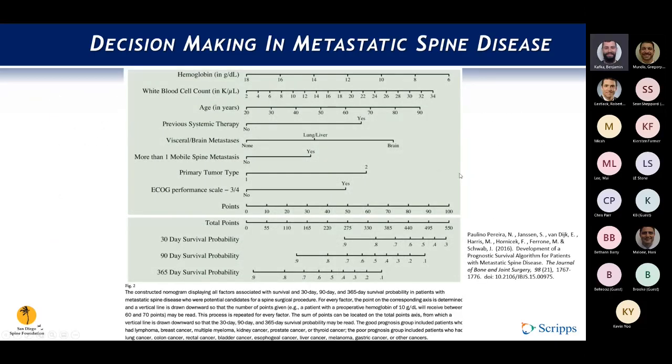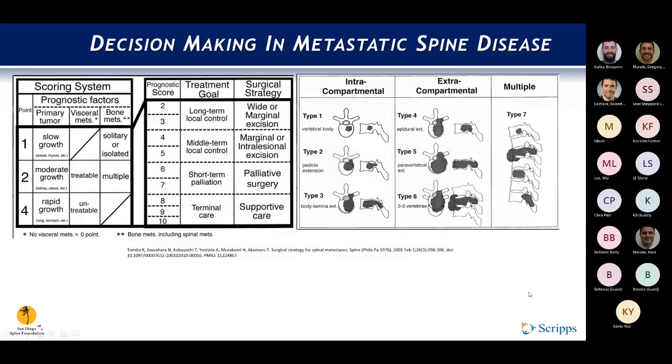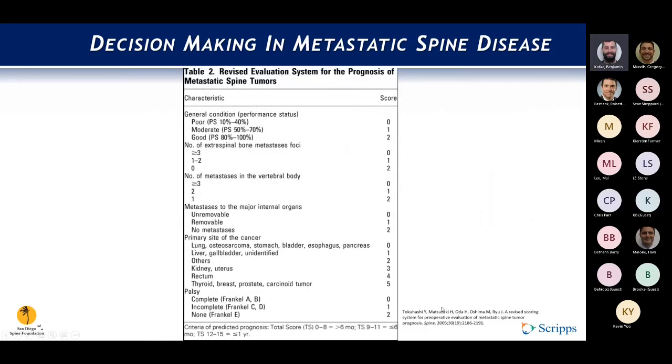Here's one of those nomograms to try to predict what the overall survival is. This is from the Spinal Oncology Study Group. Here's the Tomita score. Then here's the Tokuhashi score, and these again are to try to help us understand how long these patients might live with varying conditions, but they're very hard to keep up to date with current technology.